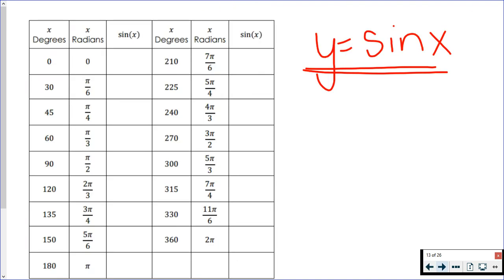So just like any other XY chart, I've got x values. I'm going to plug those in to find y values. My x values are either measured in degrees or radians. It's really up to you whether you prefer degrees or radians. You're going to plug those into the function. You're going to plug those in for x, and you're going to find sine of that angle, and that's what we're filling into the chart. So we're going to create ordered pairs that we're going to put on a graph.